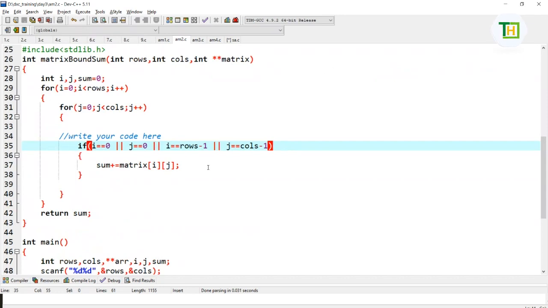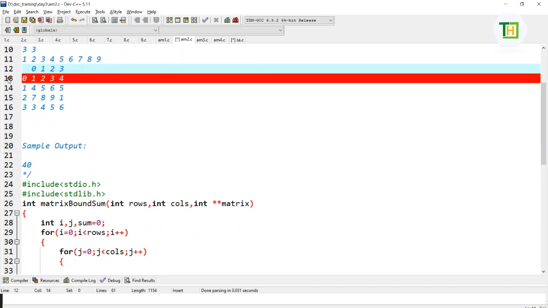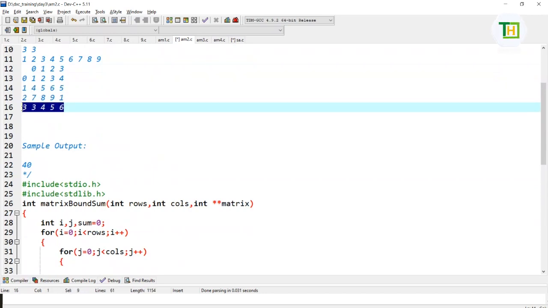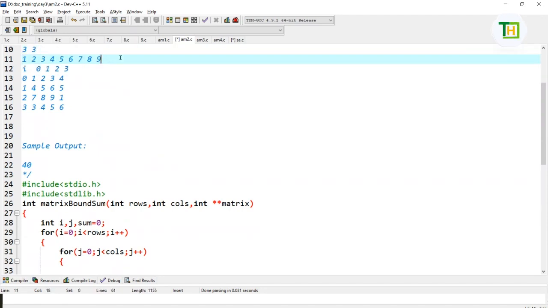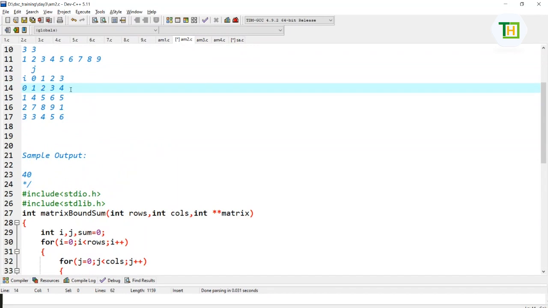Explain the second question only, right? This is one row. This is the second row. This is the third row, and this is the fourth row. i is at this position, and j is going to be columns here. j is at this position. Now i is at this position. i is 0, right?